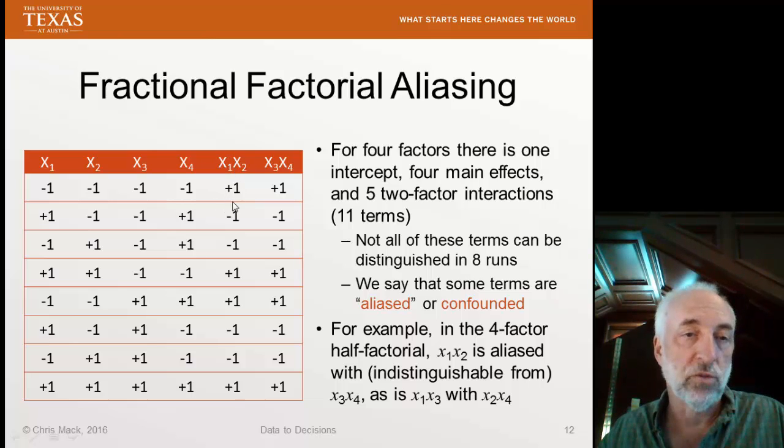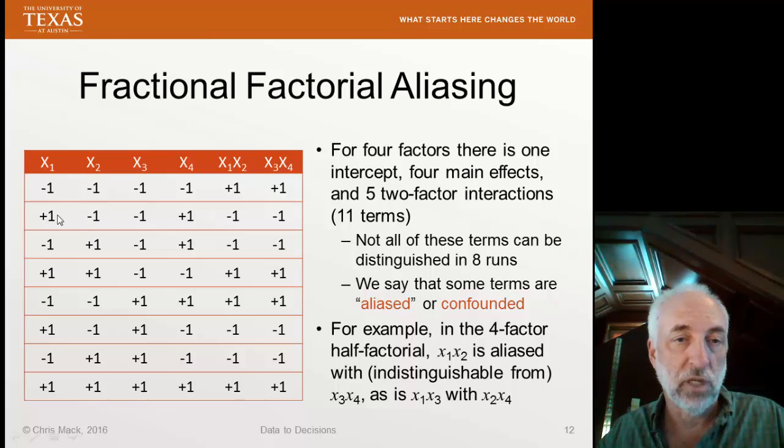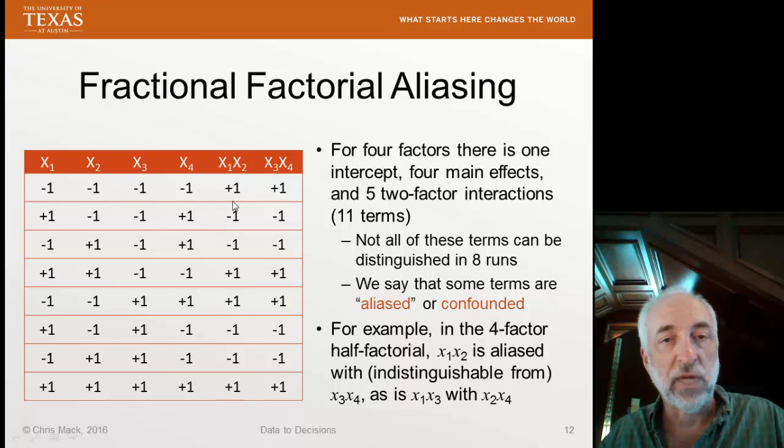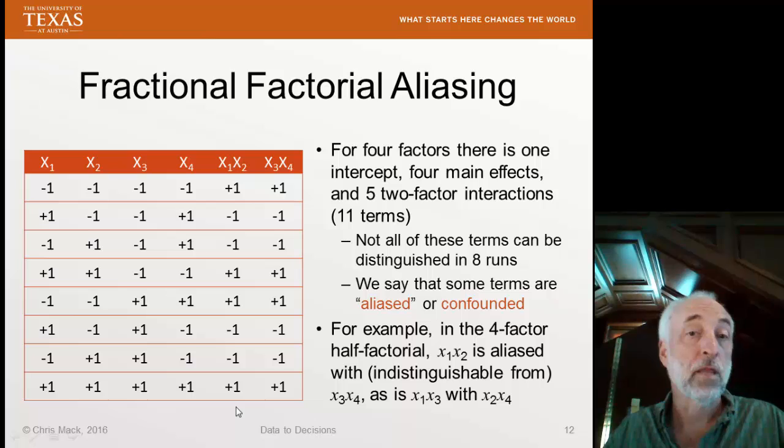Well, what's x1 times x2? We can just say x1 times x2 is +1. There you go. How about here? x1 times x2 here is -1. Boom, there you go. So we can easily calculate what x1 times x2 is for every experiment.